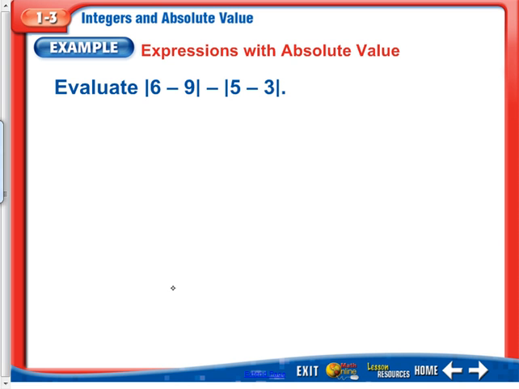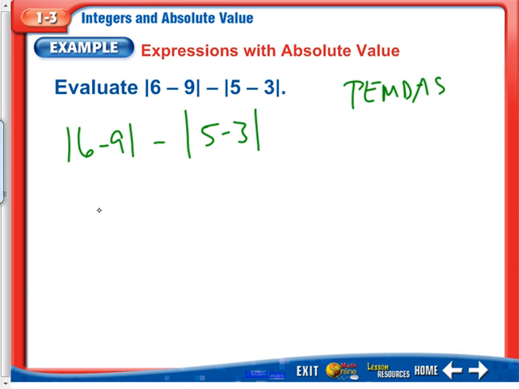Okay, so now we have some stuff to do inside of the grouping symbol. So remember, PEMDAS, we have to do what's inside first. All right, so I'm going to rewrite it. 6 minus 9, I'm going to take the absolute value, minus the absolute value of 5 minus 3. Okay, so now I'm going to leave the absolute value symbol there because I have to do what's inside first. I have to do this first.